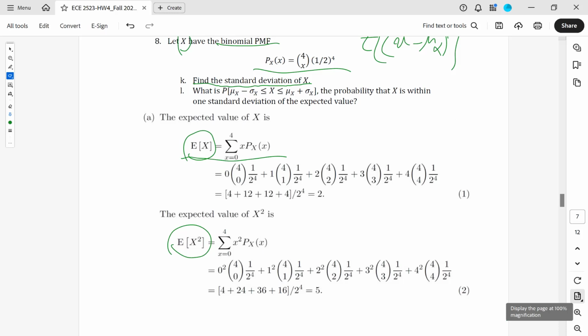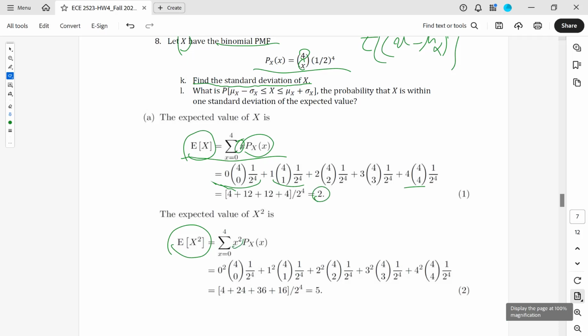It's binomial, choosing from 4, so it's going to be from 0 to 4. Is that clear? Why is the upper limit for that summation 4? Because it's a binomial and the n is 4, so the upper limit should be 4. You can't choose 5 out of 4. So we have each random variable times the PMF already given to us. We do the summation and we find the expected value.